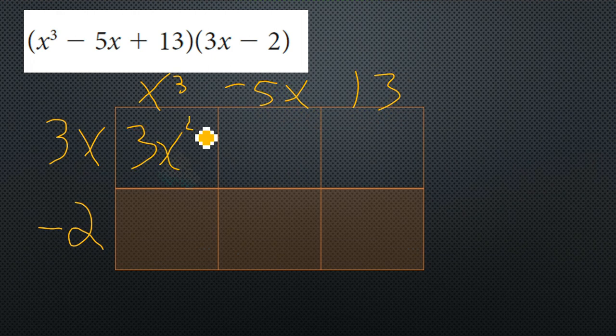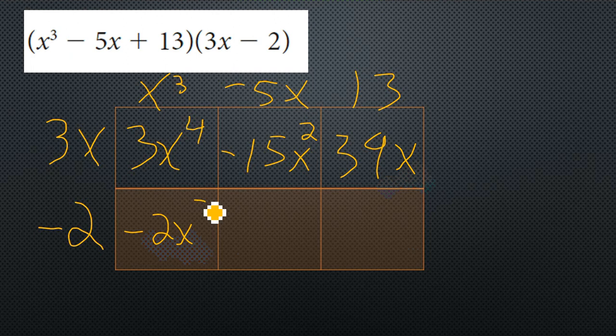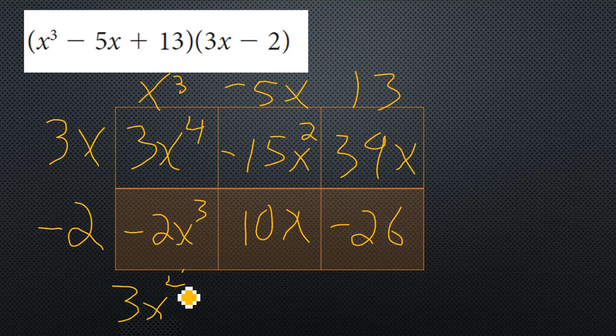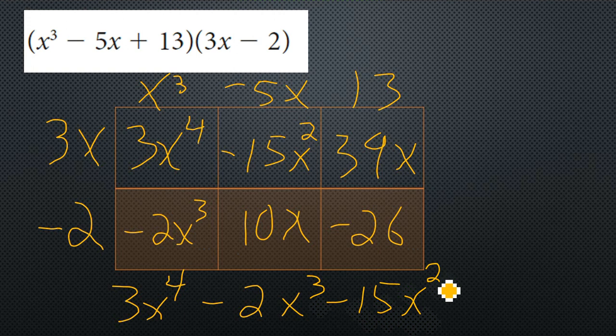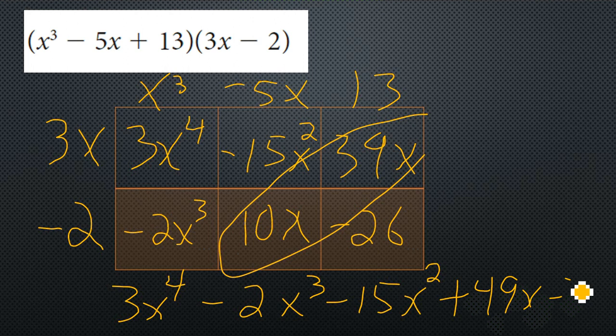So this is 3x to the 4th, negative 15x squared. We have 39x. We have negative 2x to the 3rd, positive 10x, and negative 26. So do be careful with your signs. And at the very end, again, we'll add any like terms. 3x to the 4th stands on its own. Actually, the cube stands on its own too. Negative 2x cubed. We have a negative 15x squared. We do have two like terms here, which will give us 49x minus 26.